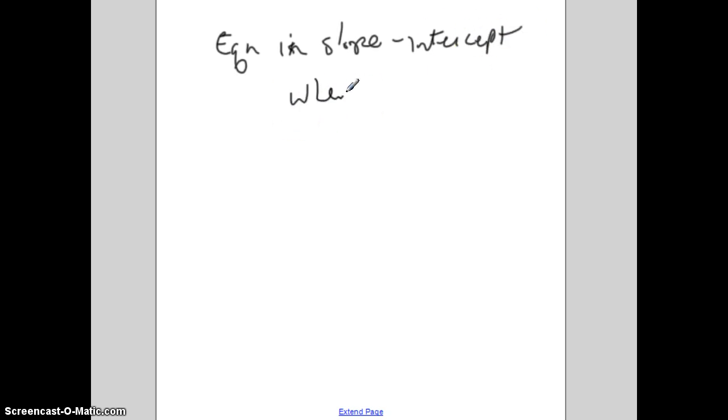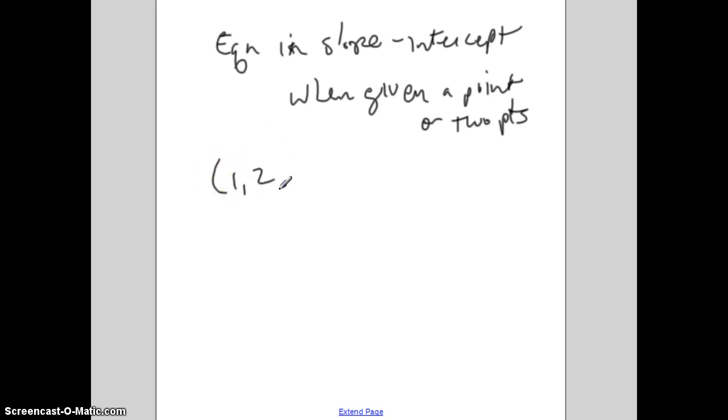Okay, there's one more thing I forgot to mention. How do you write an equation in slope-intercept form? I think there might be one question on your test about this. When given a point, or 2 points. So if you need this information, you can keep listening. Otherwise, you're pretty much done.